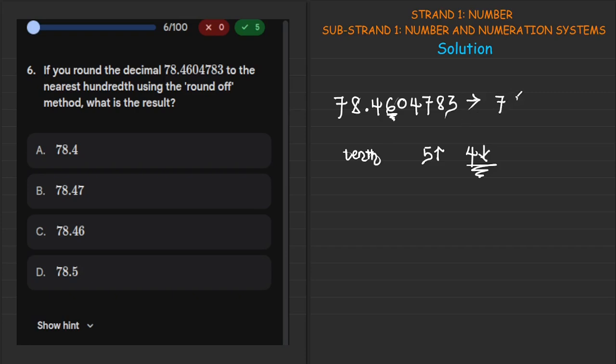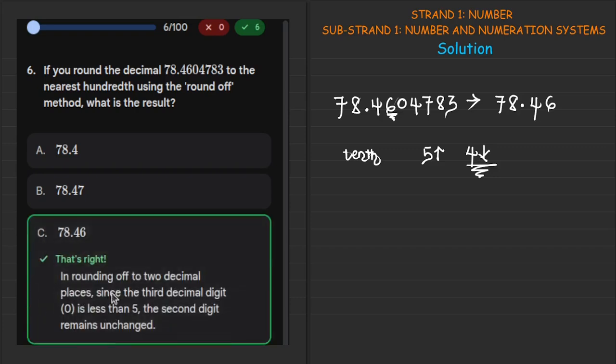So that we have our 78.4. And since nothing is going to happen to the 6, because the decider is what? 0, it remains what? 6. And that simply means our answer is what? C. So it says in rounding off to 2 decimal places, since the third digit is less than 5, the second digit remains unchanged. Let's look at our next question.